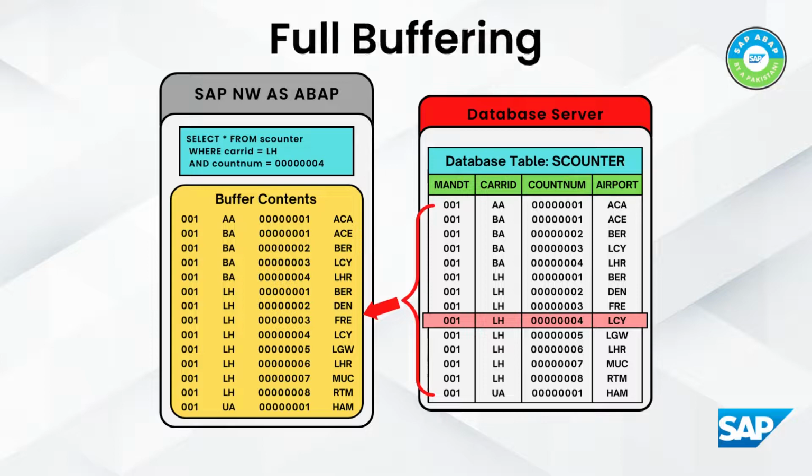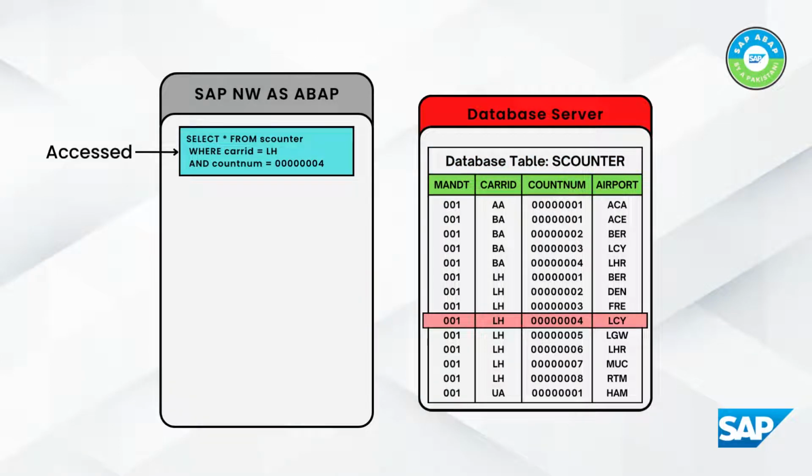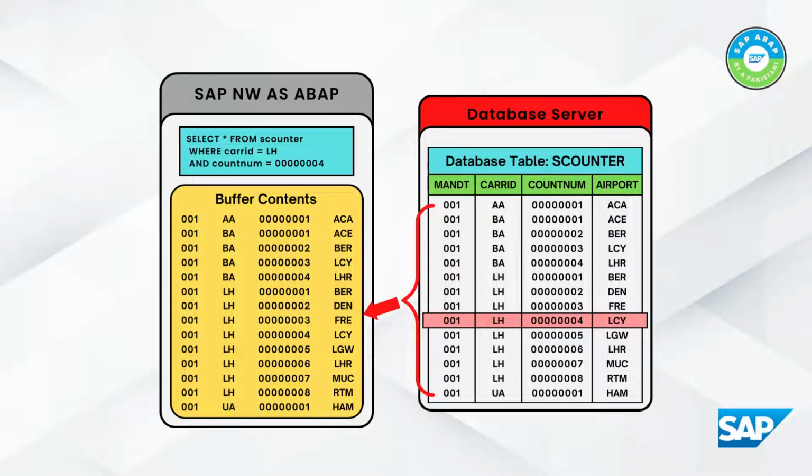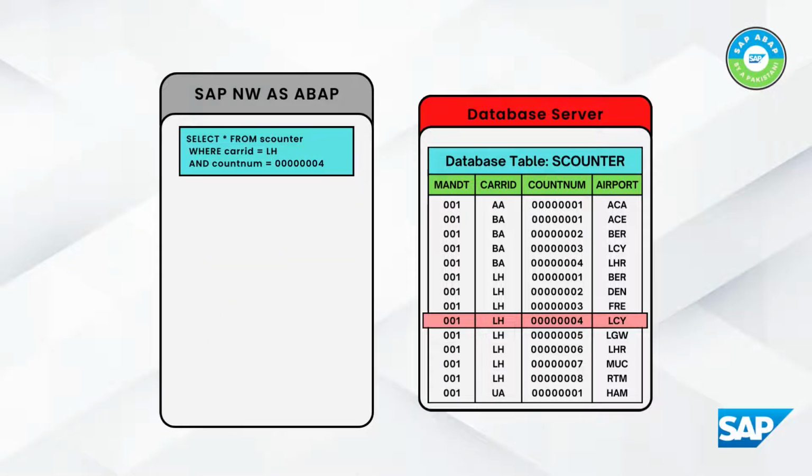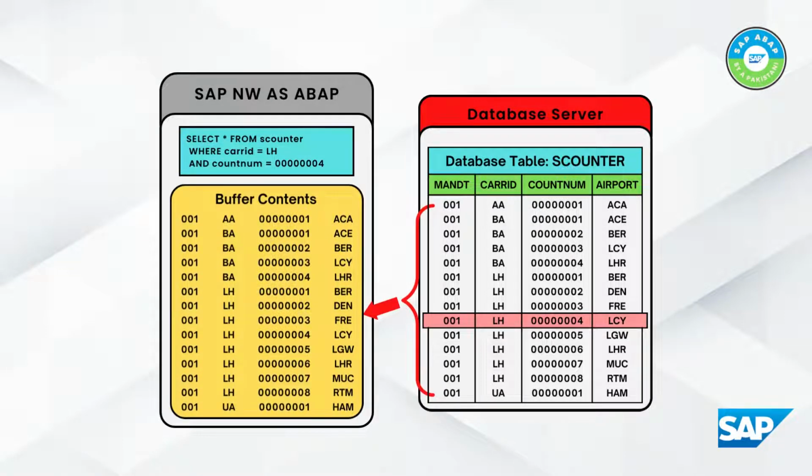Full buffering. When a record of the table is accessed, all the records of the table are loaded into the buffer. With full buffering, the table is either completely in the buffer or not at all. Whenever a record of the table is accessed, all of the table records are loaded into the buffer.